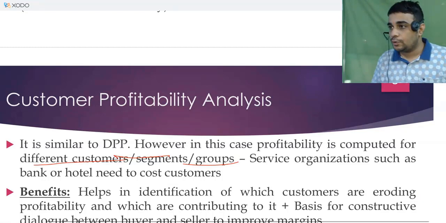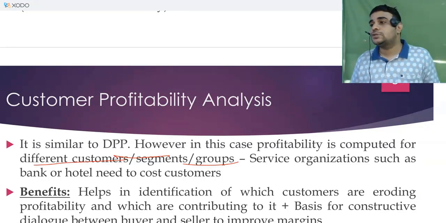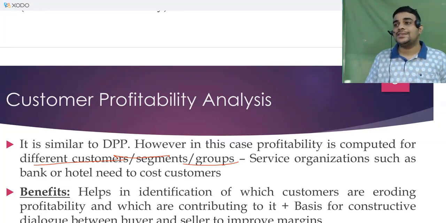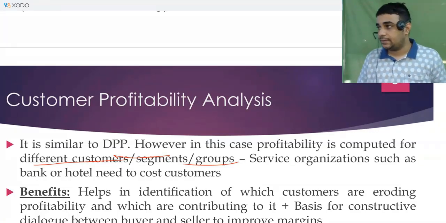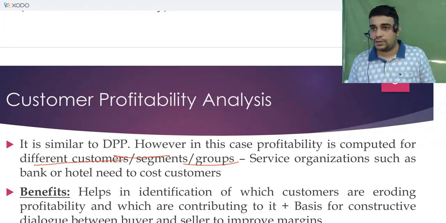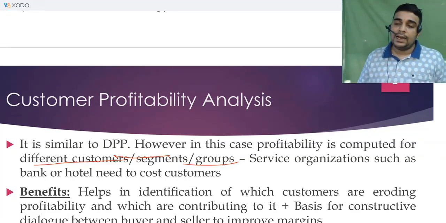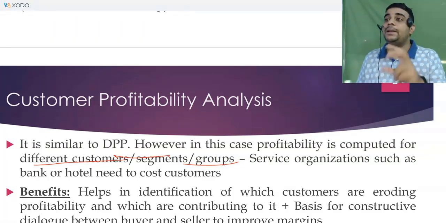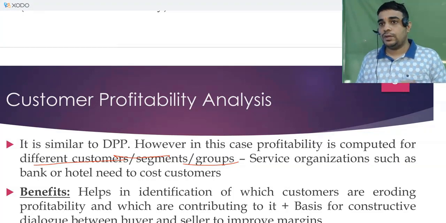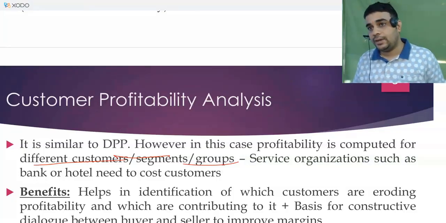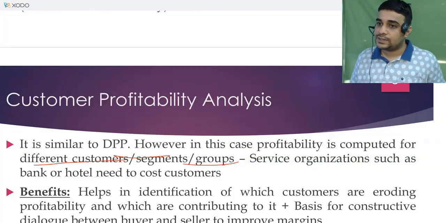segments or groups. Most probably this will be useful more for service sector, because service sector does costing based on the customer segments. It does not do costing based on a product range or based on a service also. Most of the times under service sector, the pricing is based on the ability of customers to pay. So if the customer has the ability to pay, you will see pricing to be on the higher side. If the customer does not have the ability to pay, you may even reduce the pricing. So mostly used for service sector.